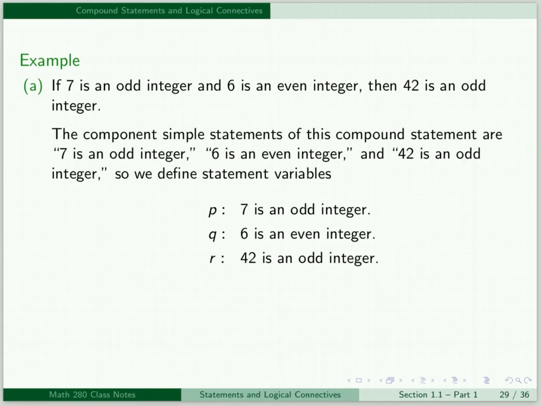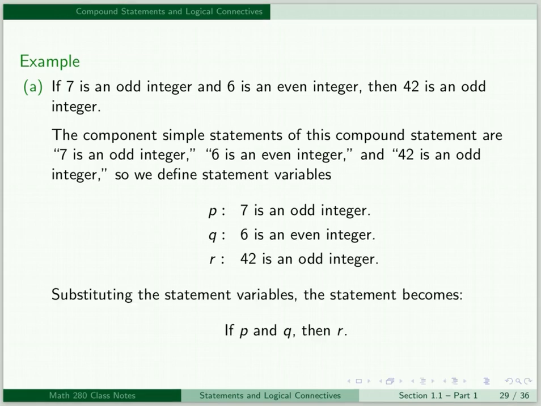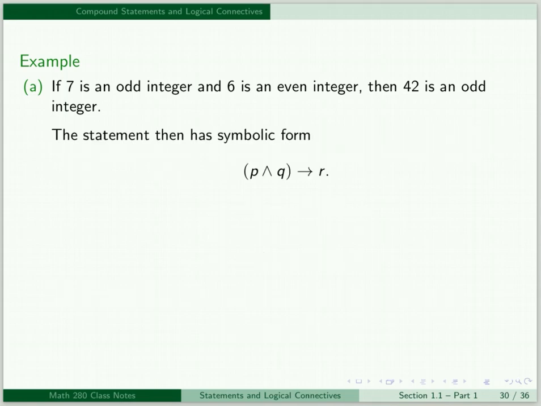The component simple statements of this compound statement are 7 is an odd integer, 6 is an even integer, and 42 is an odd integer. So we define our statement variables as shown. P represents 7 is an odd integer, Q represents 6 is an even integer, and R represents 42 is an odd integer. Substituting the statement variables into the compound statement, the statement becomes if P and Q, then R. And this has symbolic form P and Q implies R.